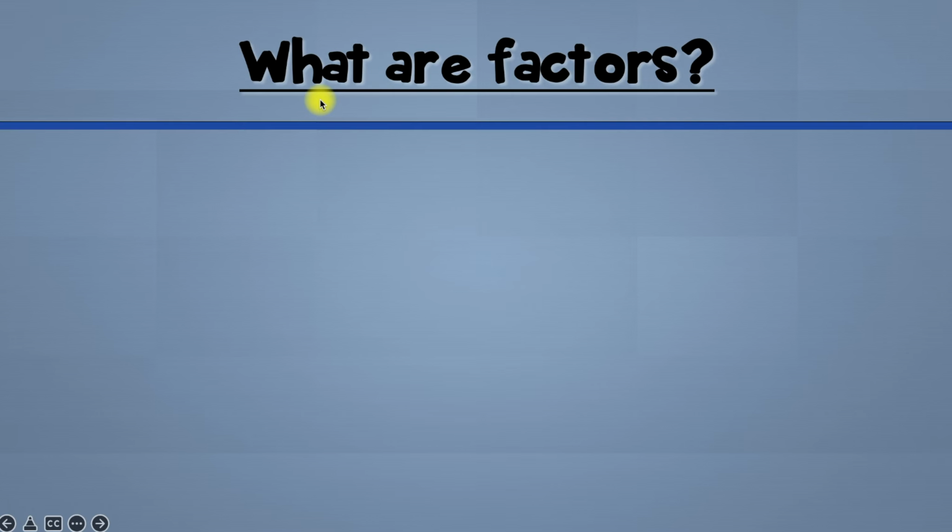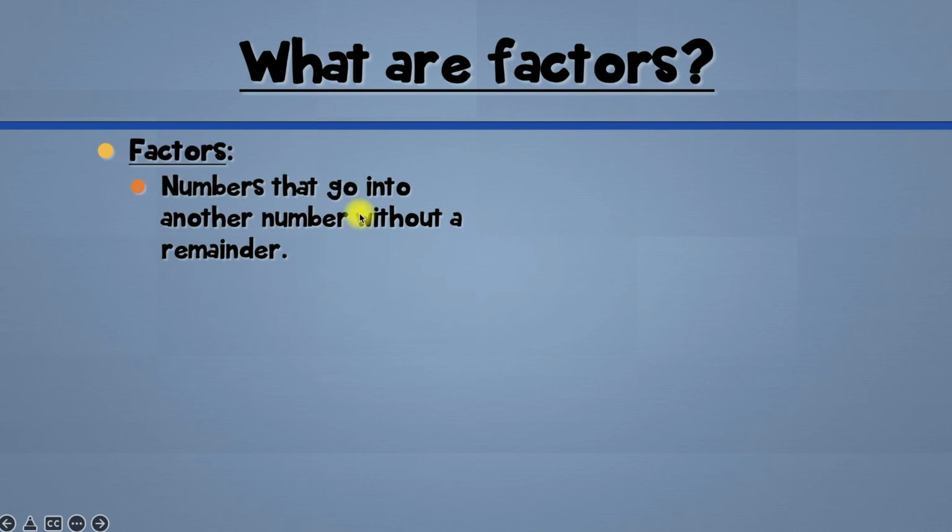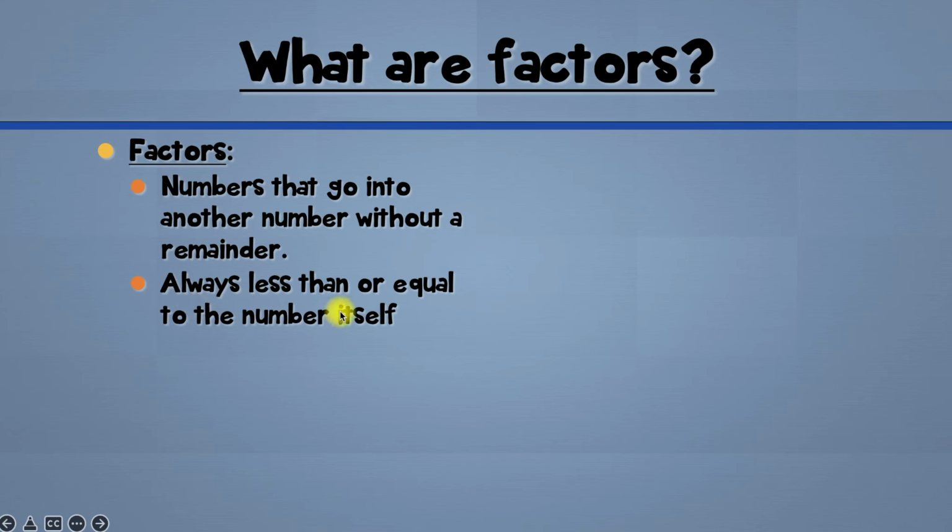So first of all, what exactly are factors? Well, factors are just numbers that can go into another number without a remainder. And it's always less than or equal to the number itself. Now between these 2 bullet points, it's a little bit wordy, so I think it's better to go over it with an example. So for example, let's say we have the number 10. In order to find the factors of 10, we're looking for the numbers that can go into 10 without a remainder, and these factors are going to be less than or equal to this 10.